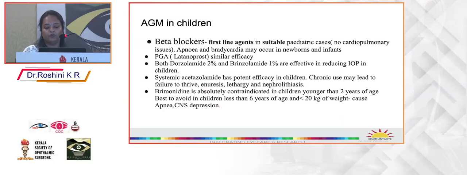Chronic use may lead to failure to thrive, enuresis, lethargy, and nephrolithiasis. Brimonidine is absolutely contraindicated in children younger than 2 years of age. Best to avoid in children less than 6 years of age and less than 20 kg of weight. It causes CNS depression and apnea because it crosses the blood-brain barrier, and children have an immature blood-brain barrier.